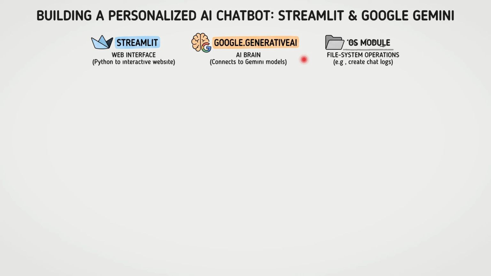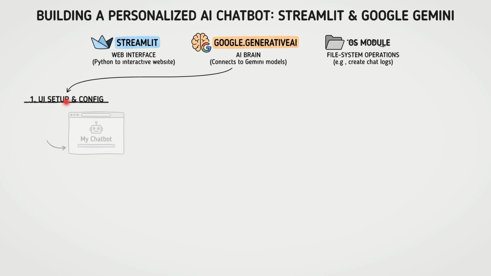Let's look at the first step, UI setup and configuration. Before we put anything on the screen, we need to define the global attributes of our web page. We do this by calling setPageConfig. This defines the page title on the browser tab, the icon, and importantly, sets the layout to wide, ensuring our chatbot uses the full width of the screen.